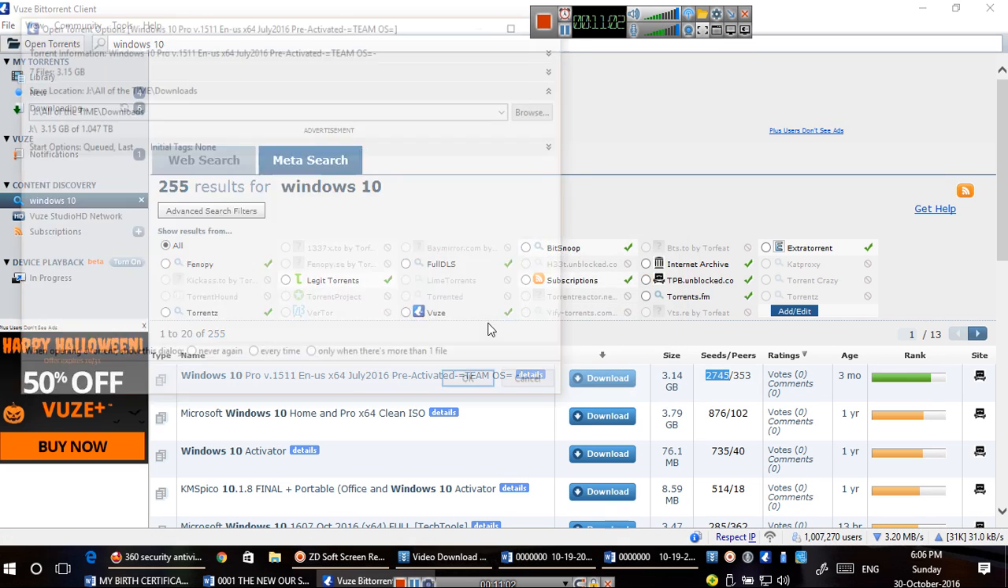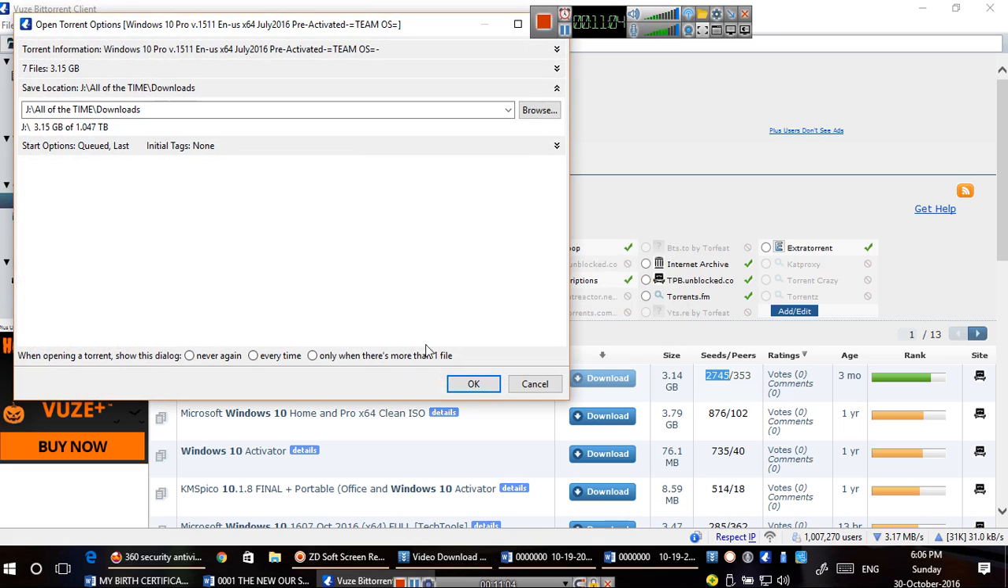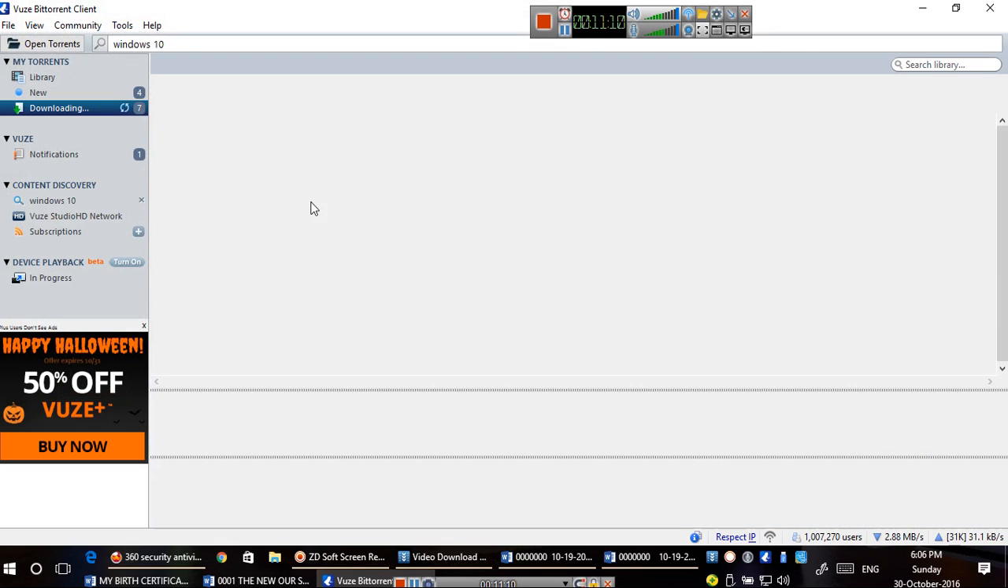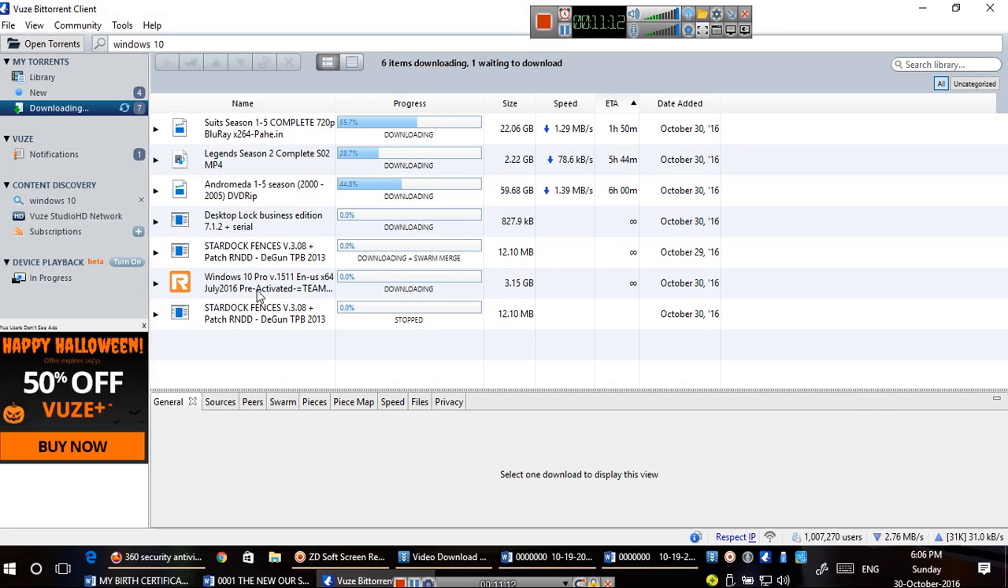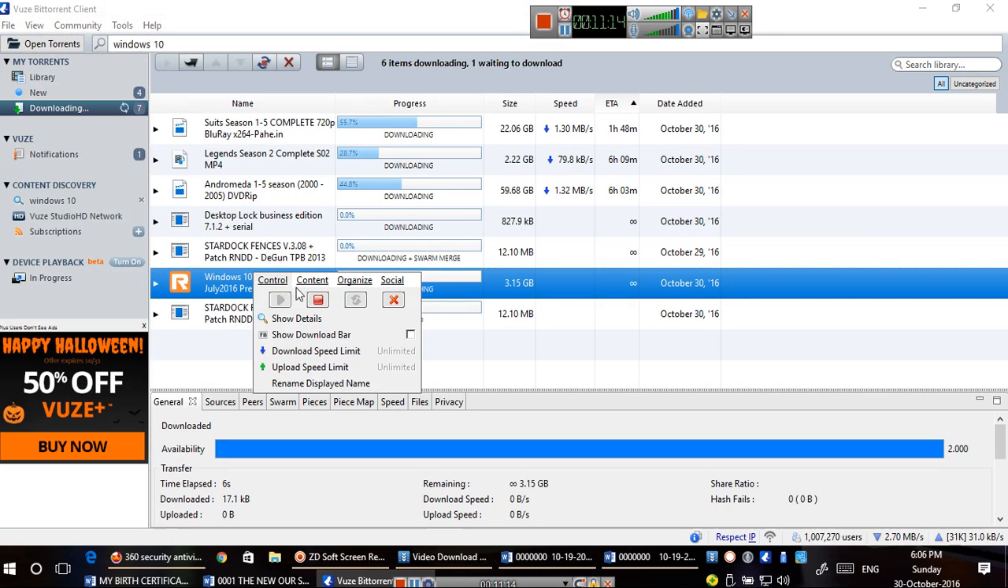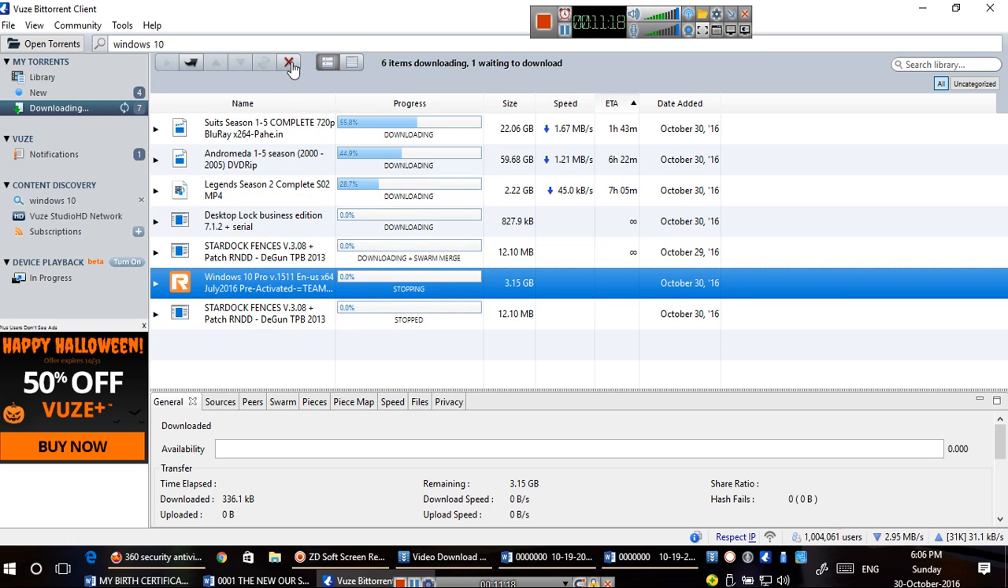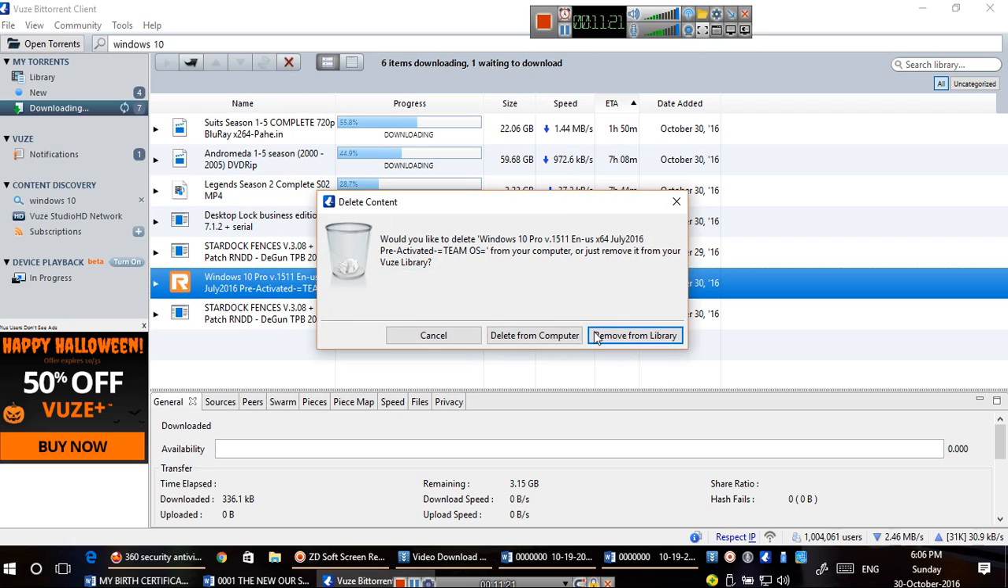Now notice what happens. See that screen pop up and this screen pop up? All I have to do is hit OK. Let's do that. I'm not going to download it because I already have Windows. I have several versions of Windows 10. Where you at, Windows 10? Okay, we're going to stop. And after we stop, we're going to hit that. When they finish, we hit remove from library. Means it removes it from here.